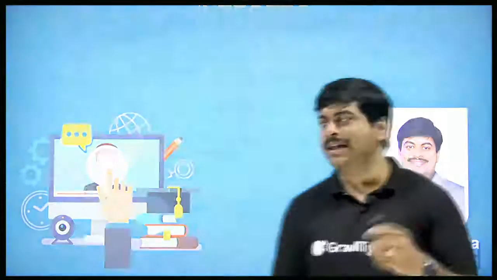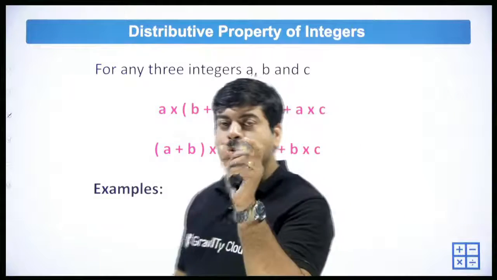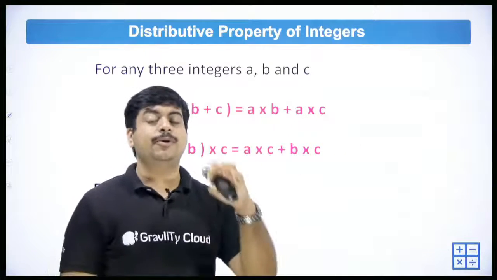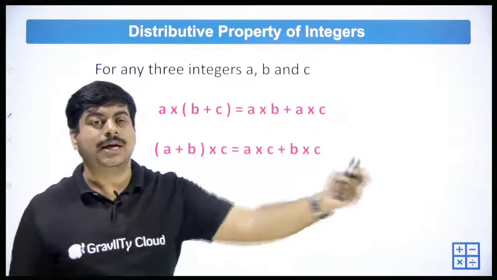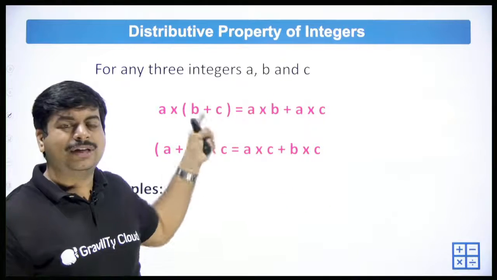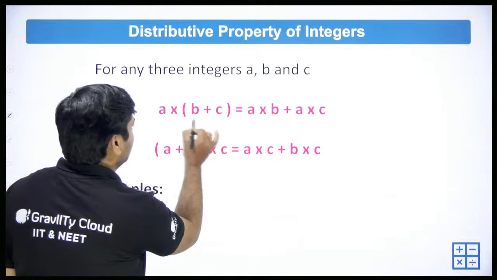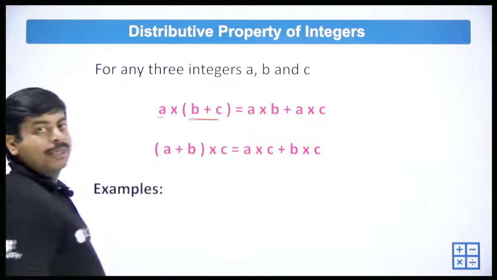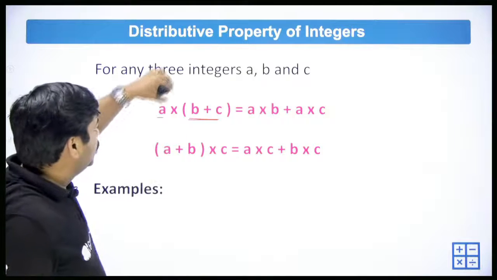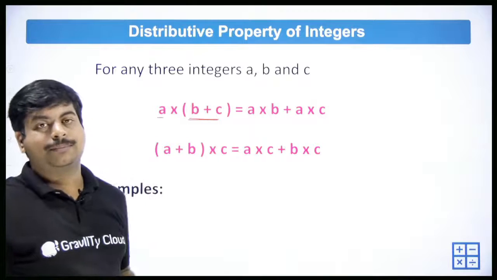Let's start today's session with the distributive property. So what is that property all about? The name itself says that we are distributing something to the remaining numbers. What are we distributing here? For example, B plus C is there, and A is there. Three numbers are there. We are distributing A to both the numbers B and C with multiplication.